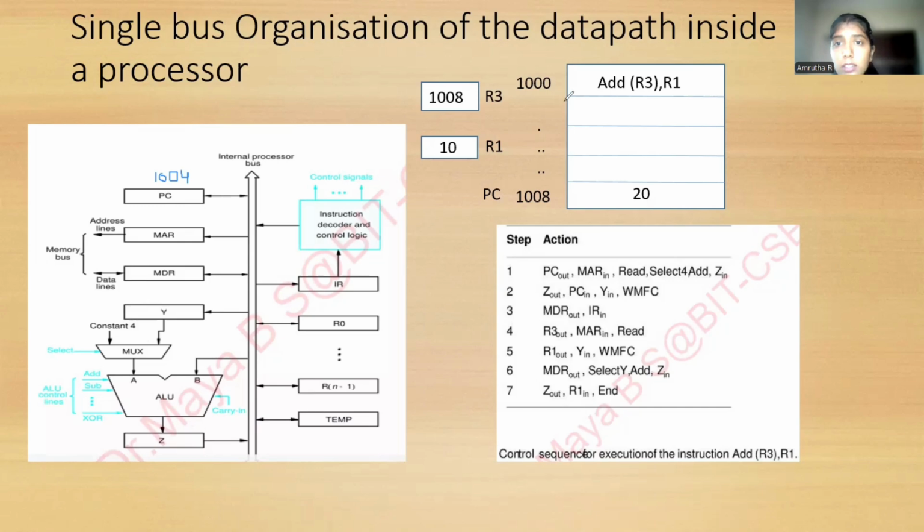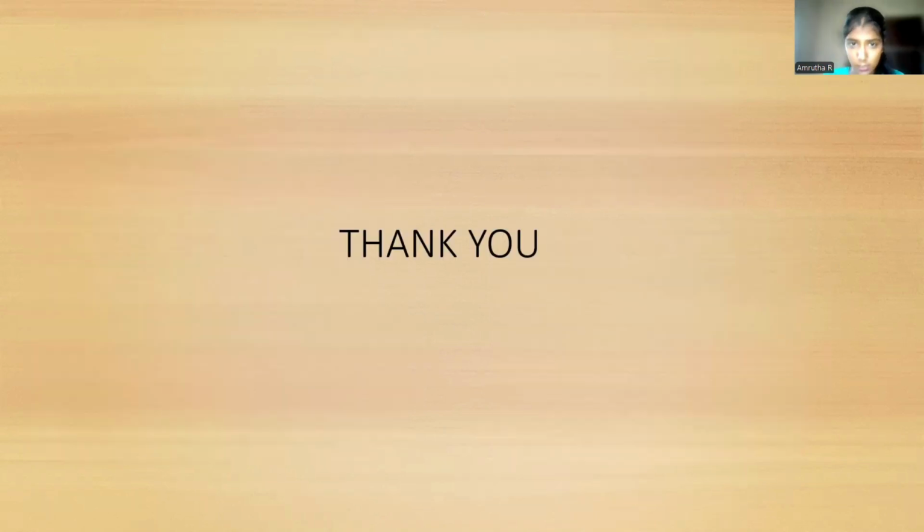And the operation that has to be performed is add. Now the control unit will tell it to perform the add operation, so the ALU performs addition on A and B, and the result is stored in Z. That is what our control sequence is saying. Zin means it is storing the value of A and B temporarily. Z out takes place and we are storing the ultimate result into R1. This completes the execution of the instruction add R3, R1. So this completes the execution of the complete instruction. Thank you.